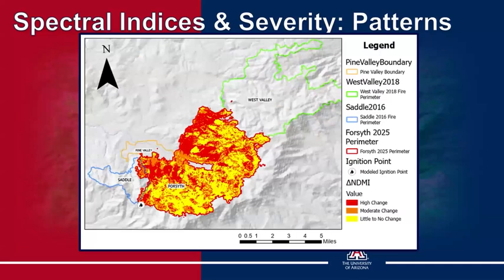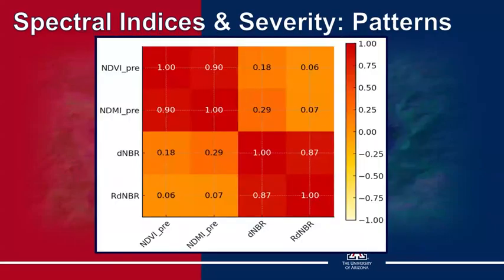The change detection indices reinforce this interpretation. Delta NDVI and delta NDMI show significant vegetation and moisture loss throughout the Forsyth Canyon interior, with the steepest declines occurring in those same lower sections where fuels were continuous and winds were aligned with the slope. The correlation heat map supports these relationships. Pre-fire vegetation greenness and moisture remain strongly correlated, indicating that greener areas were also more hydrated before the fire. However, both indices show only weak correlations with dNBR and very weak correlations with RdNBR. This indicates that pre-fire vegetation alone did not drive burn severity in Forsyth Canyon.